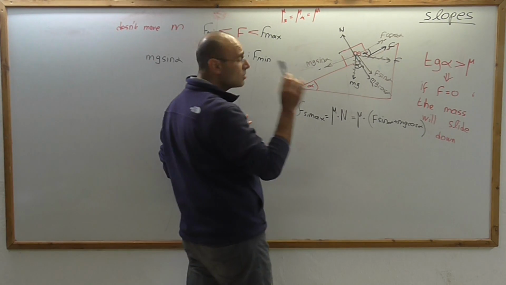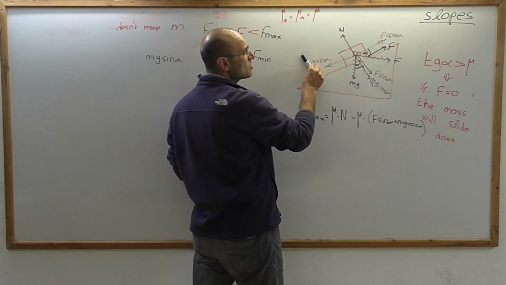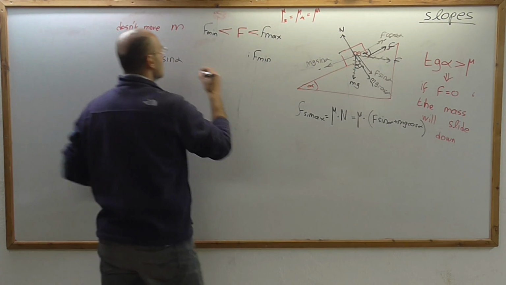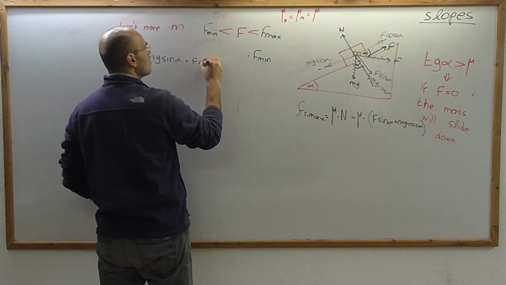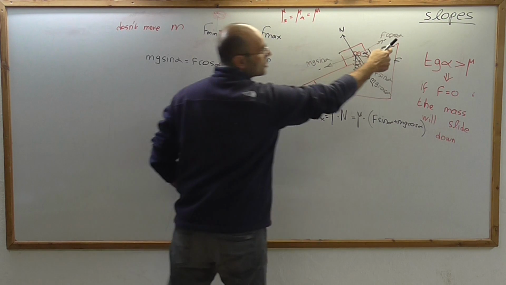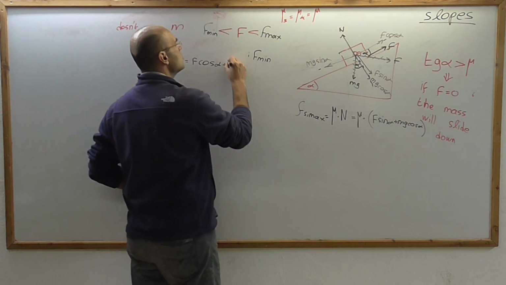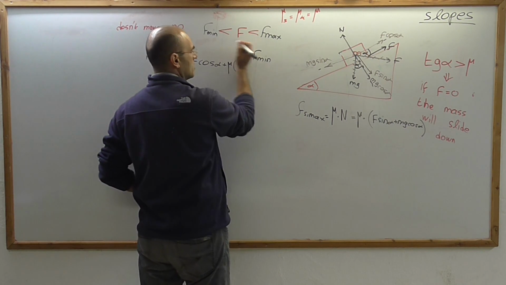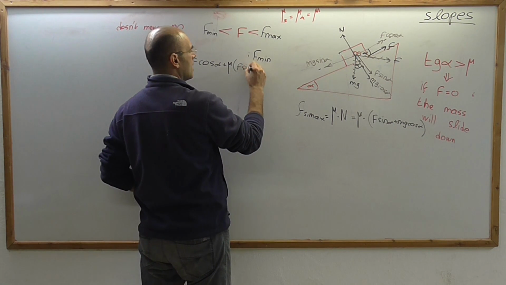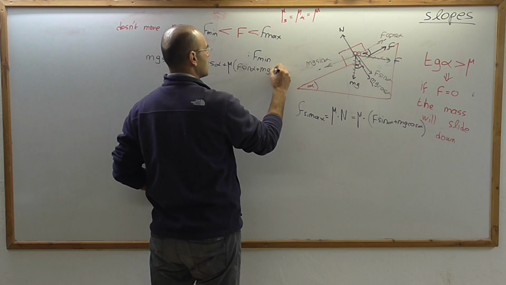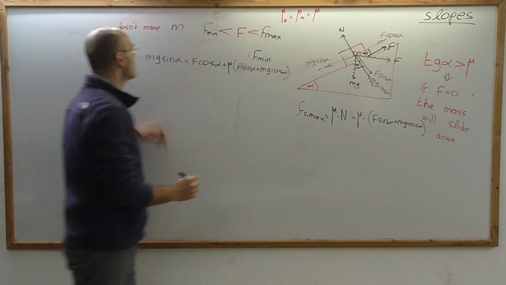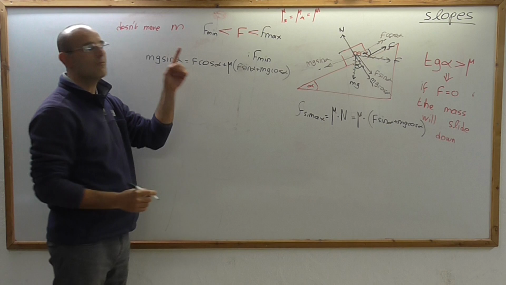So if I don't want it to move, I want this force to be equal to these forces. So I want it to be equal to F cosine alpha plus the friction force, but the maximum friction force, which is this one, plus mu F sine alpha plus mg cosine alpha. This is the condition to find the F minimum.